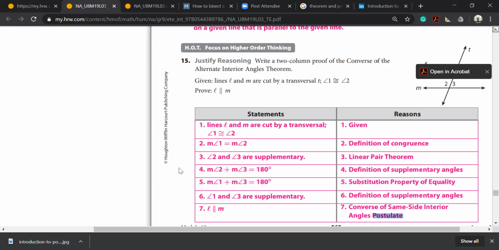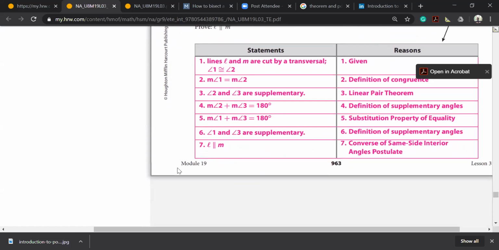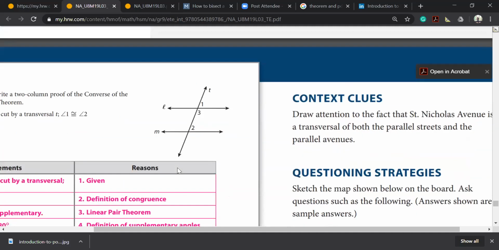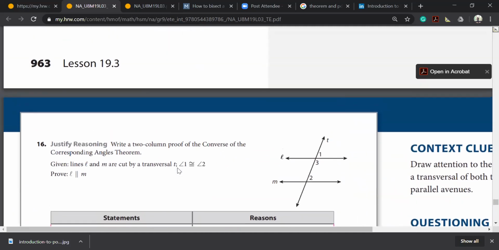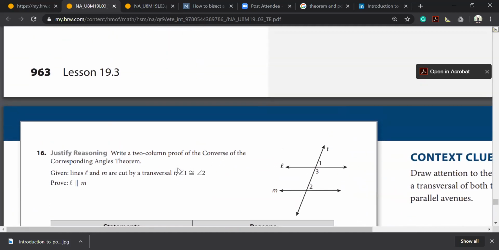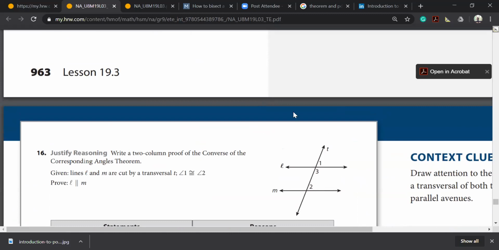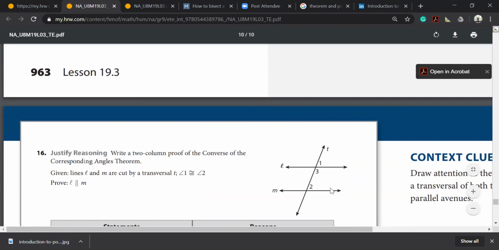Okay? Okay. Let's go to number 16, the last thing in this lesson, before we start our new lesson. Write a two-column proof of the converse of the corresponding angle theorem, given that lines L and M are cut by transversal, and this time angle 1 is congruent to angle 2. Again, you can tell me, teacher, since angle 1 is equal to angle 2 and they are corresponding using the converse, so they are parallel right away.